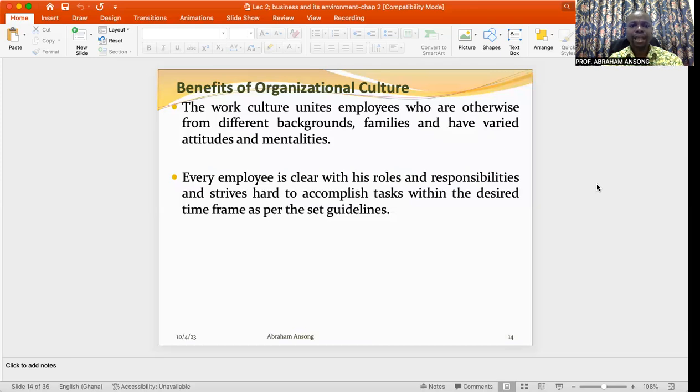Every employee is clear with his roles and responsibilities and strives hard to accomplish tasks within the desired time frame as per the set guidelines. Once we establish a culture, a pattern of behavior, then we all become clear. It's very related to the point that I explained earlier, that if you have a strong culture, you might not even need policies and rules, because everybody gets to know their roles, their responsibilities, and they work hard towards the attainment of these particular responsibilities and roles.